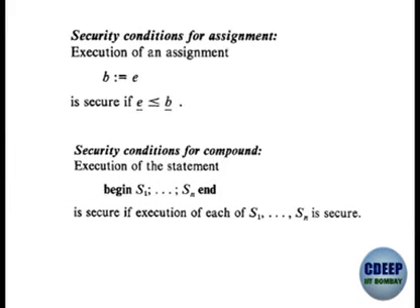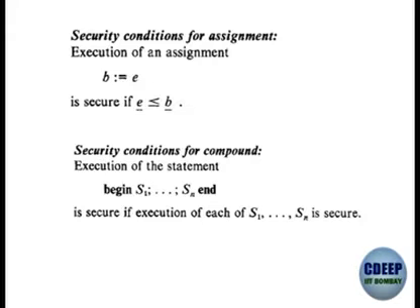Now, what is the security condition for assignment? B assigned E will be secure only if the level of E is less than or equal to the level of B. That means I have to compute the lub of all the variables or the functional parameters that are used in computing E, and that should be less than or equal to the level of B.